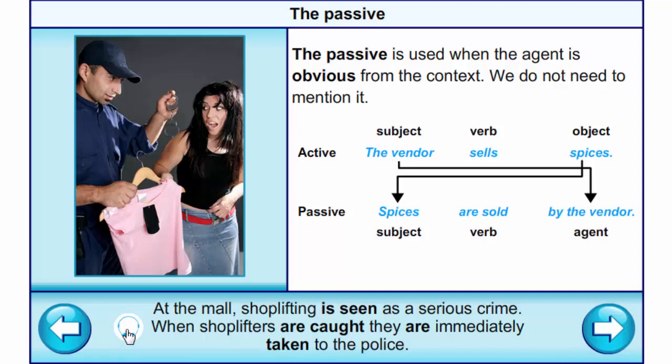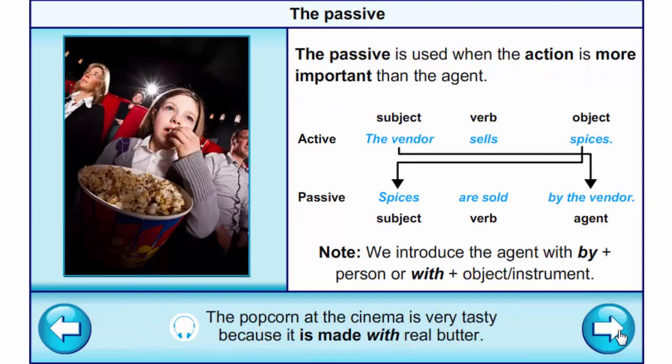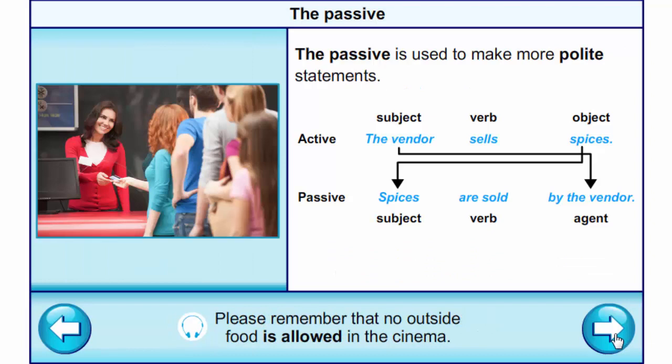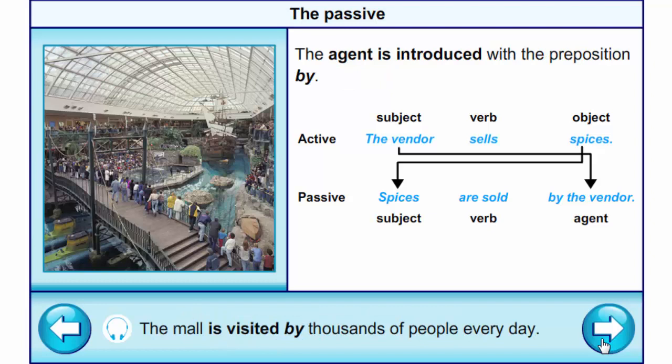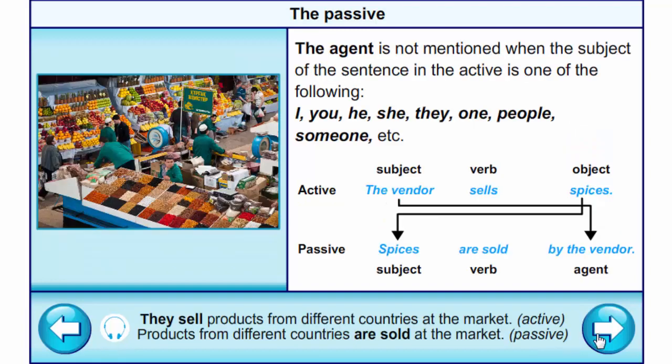At the mall, shoplifting is seen as a serious crime. When shoplifters are caught, they are immediately taken to the police. It is used when the action is more important than the agent. The popcorn at the cinema is very tasty because it is made with real butter. It is also used to make more polite statements. Please remember that no outside food is allowed in the cinema. The agent is introduced with the preposition by. The mall is visited by thousands of people every day.